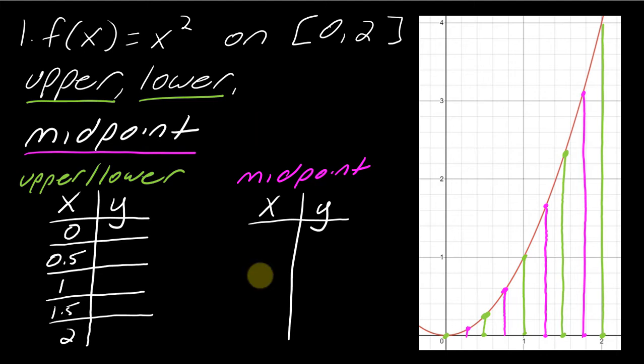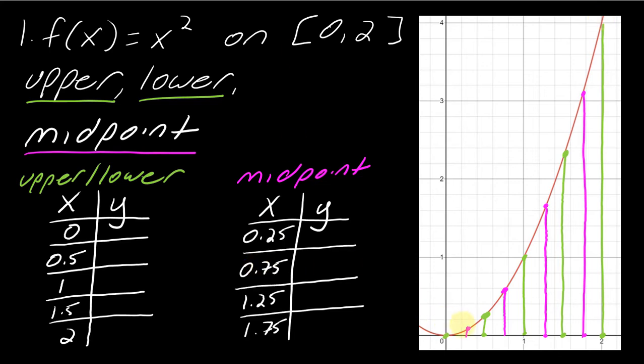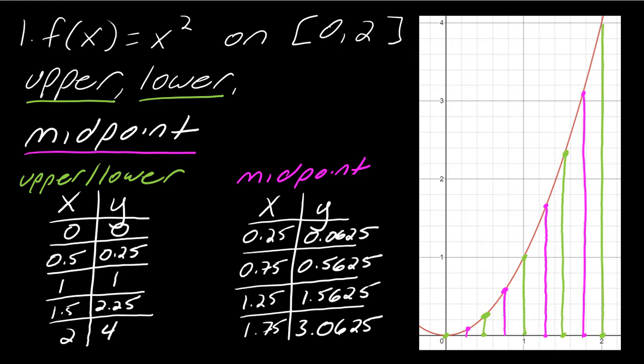So for my upper and lower sums, this is 0, this is 0.5, this is 1, 1.5, this is 2. And then for my midpoints, if I go through each midpoint, this is 0.25, 0.75, 1.25, 1.75. So now that I know what those x coordinates are, I can figure out what the y coordinates on these are. So I just went ahead and filled in the tables. Once you have these tables, personally, I think that the rest of this problem comes together pretty quickly.